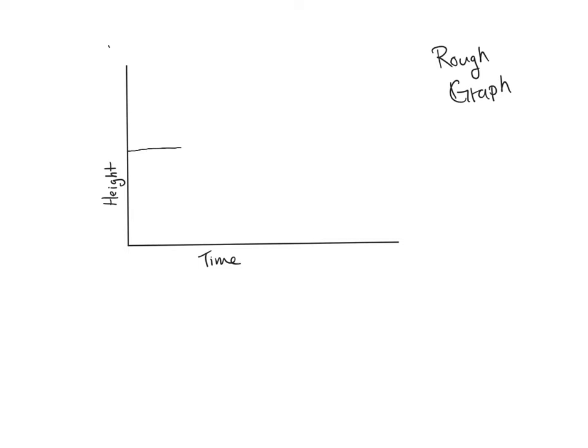Then, after a certain amount of time, it's going to fall off the bench and it's going to hit the floor. So I'm just going to draw it falling down. Remember, anything that is falling has to follow a quadratic. So I kind of try to make that curved. It shouldn't be a straight line.